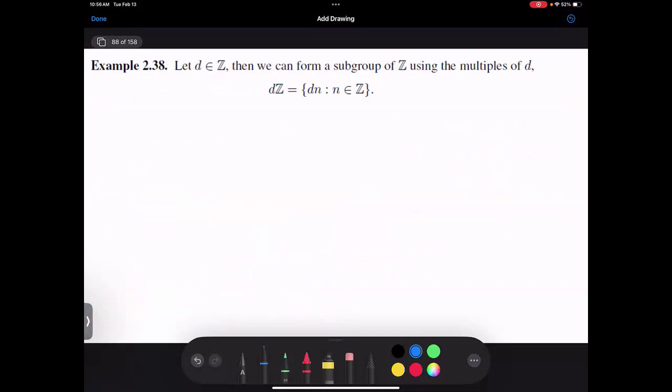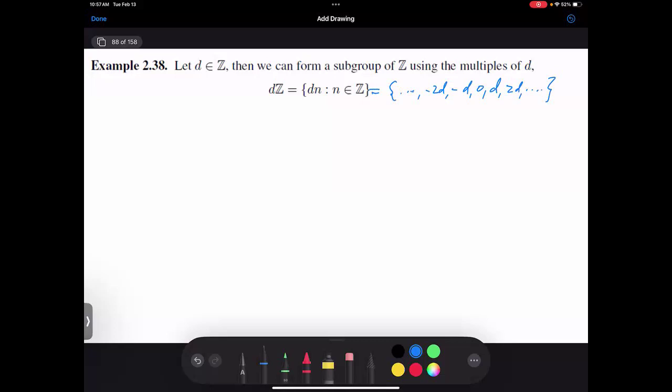That's a little bit of notation. So I apologize that this is a little bit different than what we've been using in places. For some integer D, we can form a subgroup of Z using the multiples of D. So this is going to be all multiples of a fixed D. So for example, this would be equal to minus 2D, minus D, 0D, 2D, and so on. And so you can see that this is clearly going to be a subgroup of the integers.